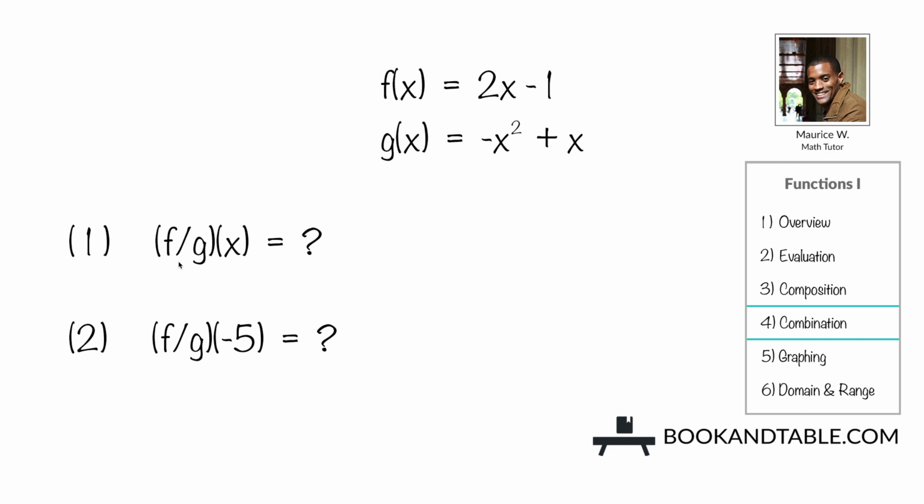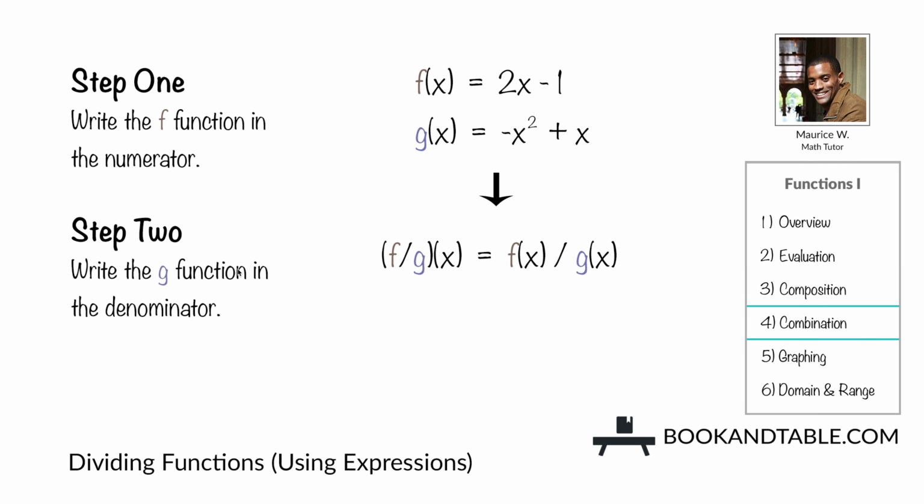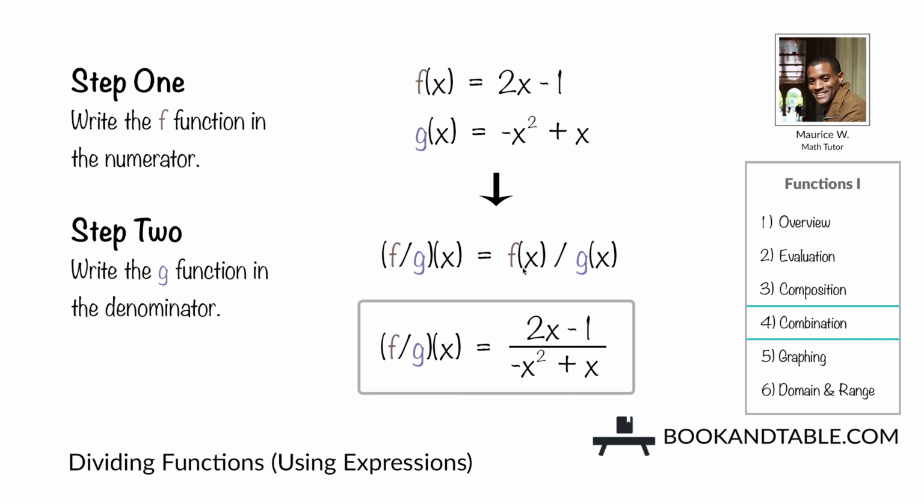So beginning with f divided by g of x, step 1, write the f function in the numerator. Since f divided by g of x is equal to the f function divided by the g function, we want to write the f function in the numerator. And then step 2, write the g function in the denominator. And since we have two terms in the denominator, we'll stop here. So we see f divided by g of x is equal to 2x minus 1 divided by negative x squared plus x.